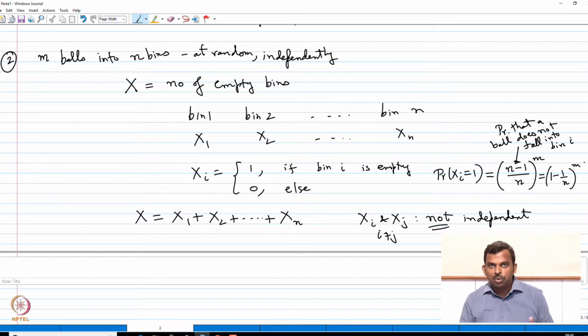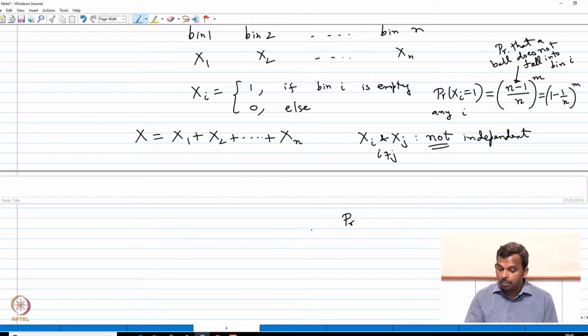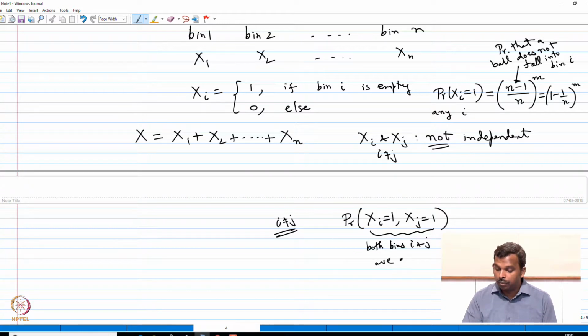Okay, so hopefully you understood how that works. And so this is the same for any bin, for any i, this is true. So the probability that xi is 1 is 1 minus 1 by n power m. The probability that xj is 1 is also 1 minus 1 by n power m. Okay, so it turns out one can also find other probabilities. So for instance, for i not equal to j, what's the probability that xi is 1 and xj is 1? Okay, so what does this tell you? Both bins i and j are empty.